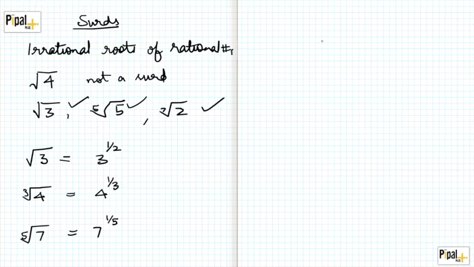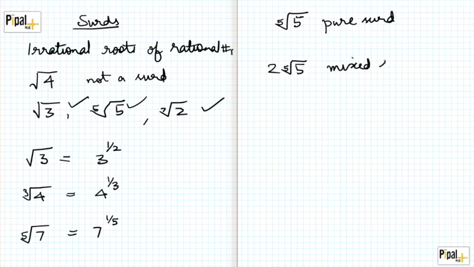Now if you have a number which just looks like this, let's say fifth root of 5, this is a pure surd. Why? Because it is not yet multiplied by any other rational number. However, if I give you a number 2 multiplied by fifth root of 5, now this becomes a mixed surd. Why? Because the surd is now multiplied by a rational number.